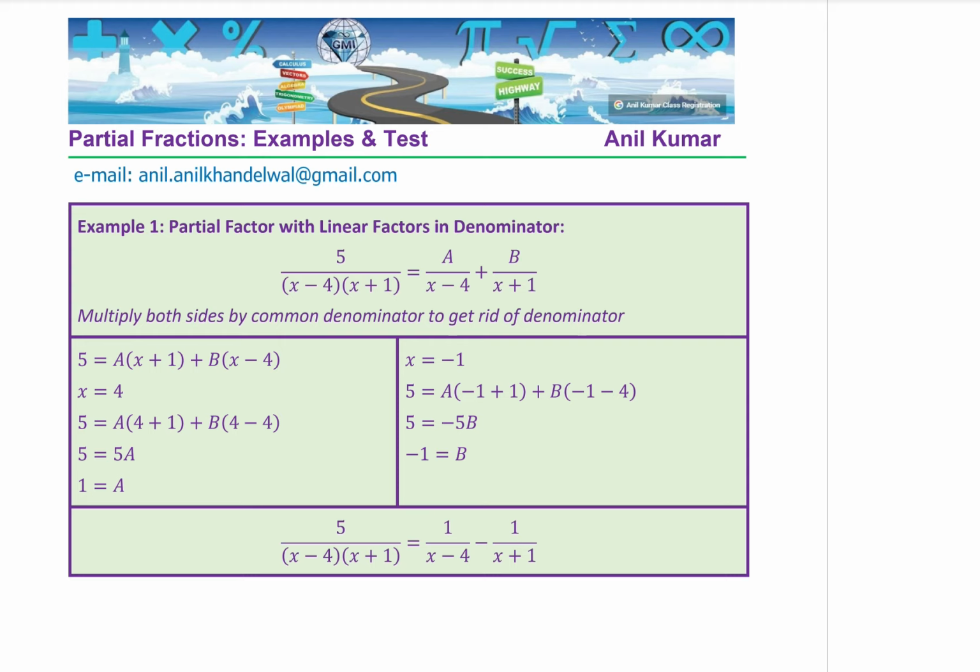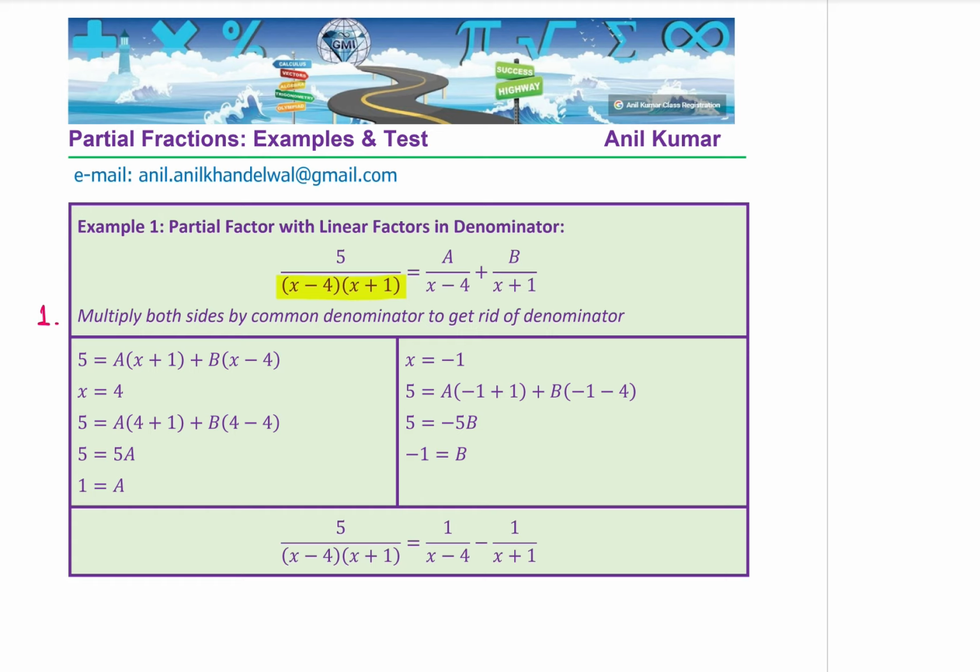In example 1, which is a straightforward example, the question here is we need to do partial fractions with linear factors in the denominator. The two are x minus 4 and x plus 1. The numerator, as you can see here, is a constant 5. Well, this can be written as a over x minus 4 plus b over x plus 1. Now the steps involved: the first step, always, when you have rational functions, is to get rid of the denominator. So what we do here is take a common denominator, which is x minus 4 times x plus 1.